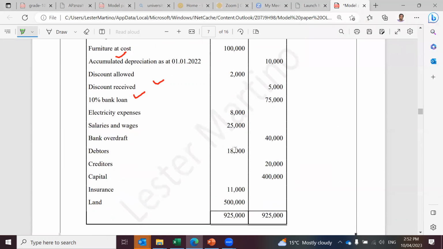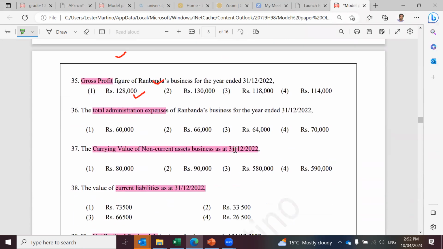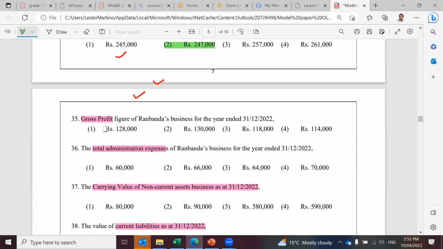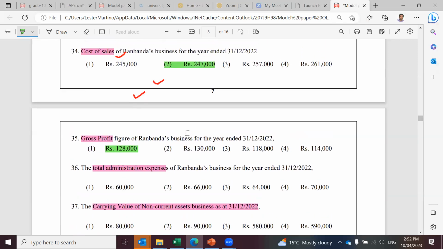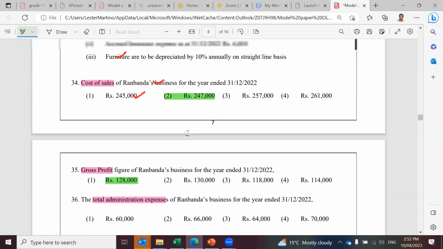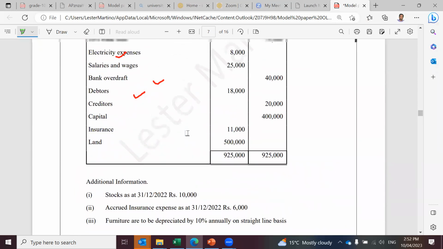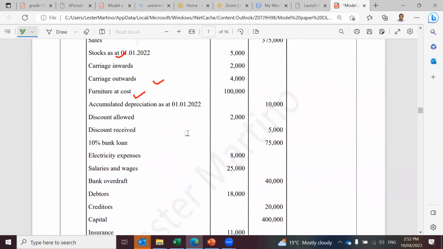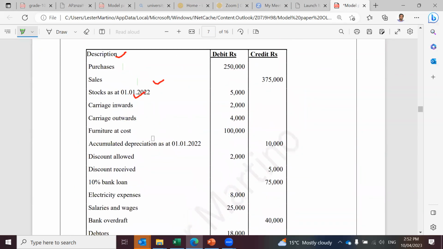So 128 is the gross profit. 128 is the gross profit. Next one, total administration expenses, admin expenses. So we'll look at what the admin expenses are.